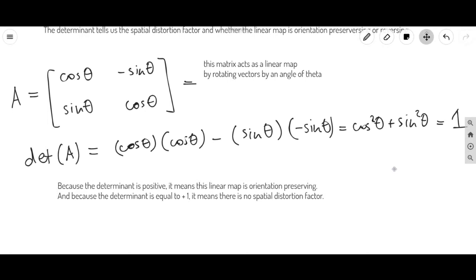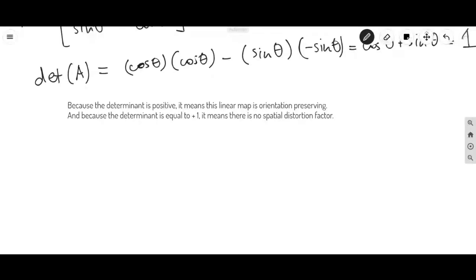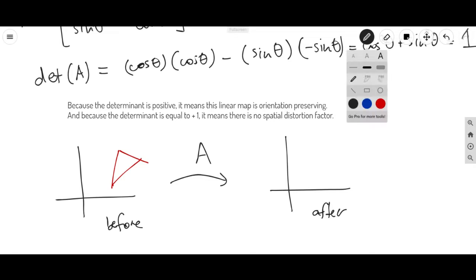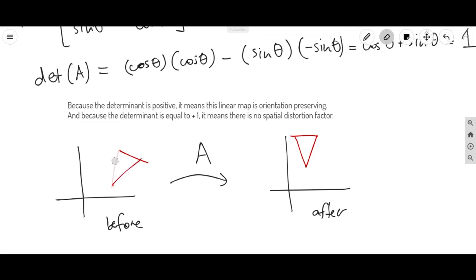So for example, if you look at a before and after image and you apply to it this linear map, so this is the before and this is the after. Let's suppose you have some kind of triangle like this. This is the before image. And then you apply this matrix to that image. What's going to happen with that triangle? Well, that triangle is going to rotate. Because A is a rotation, you're rotating the triangle.